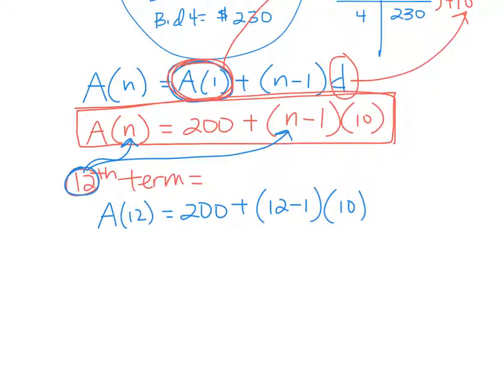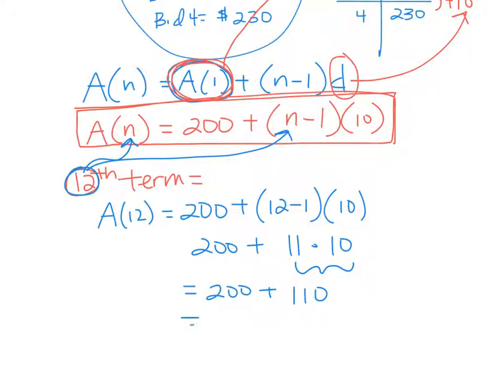So you're going to do 11 times 10 plus 200. Make sure you do this first. So 110. Plus 200. And then when you solve that, 200 plus 110 is 310. So your 12th term would have been 310. Okay?